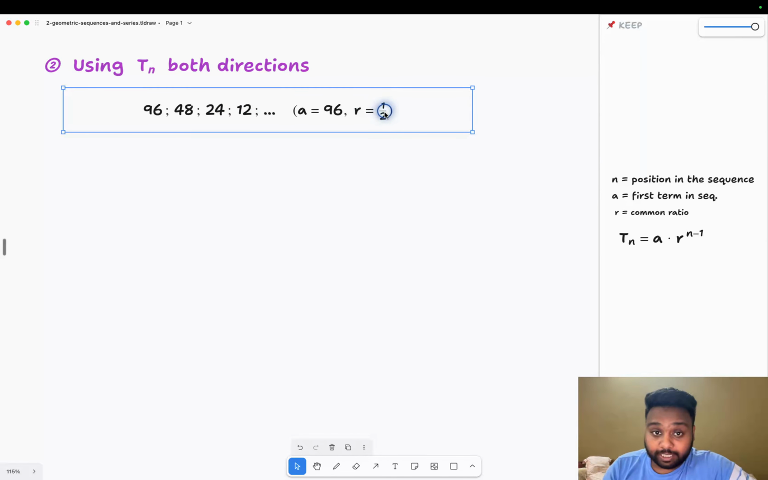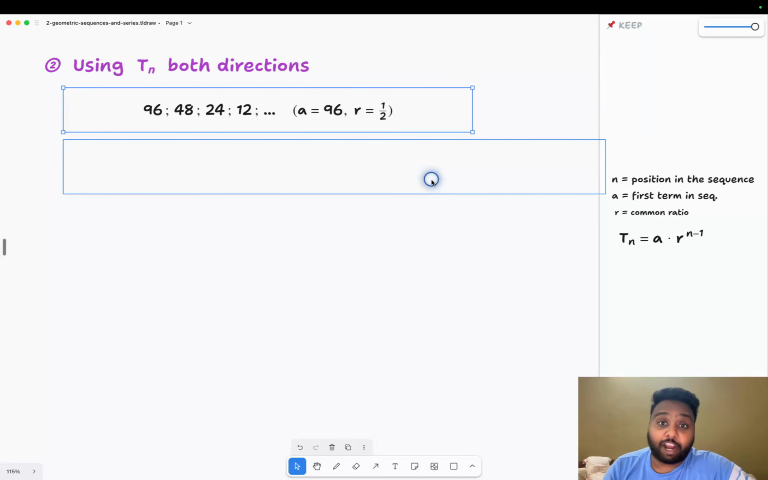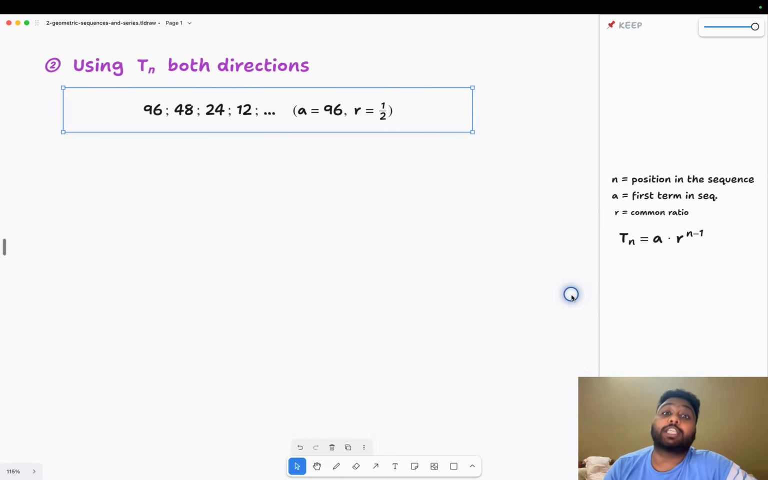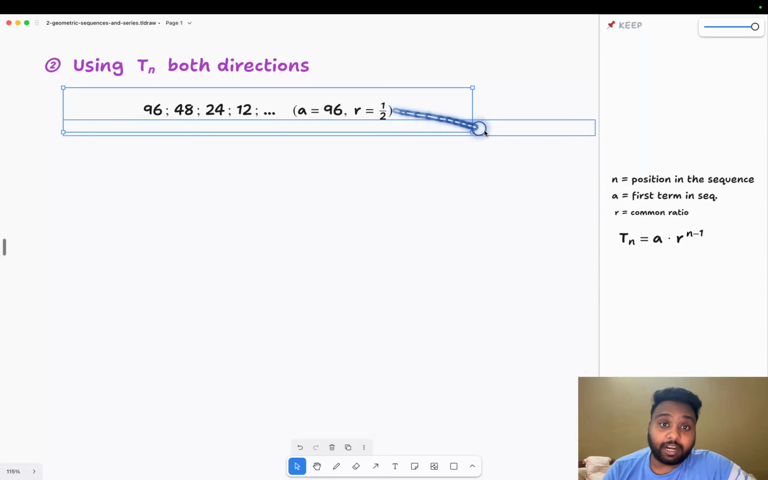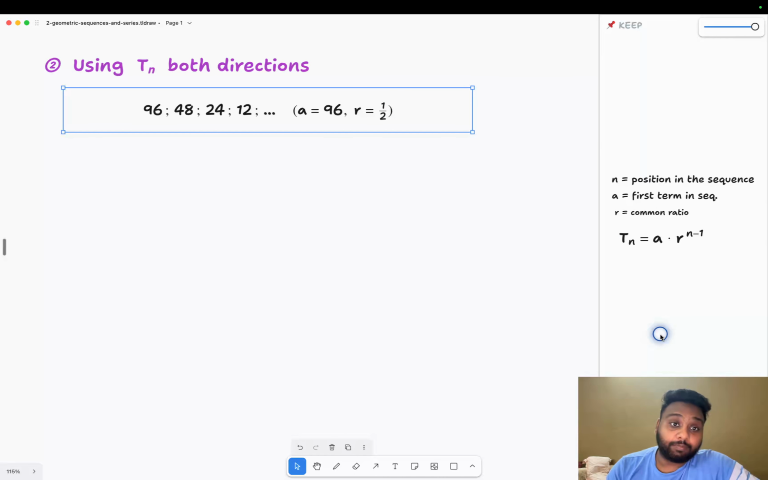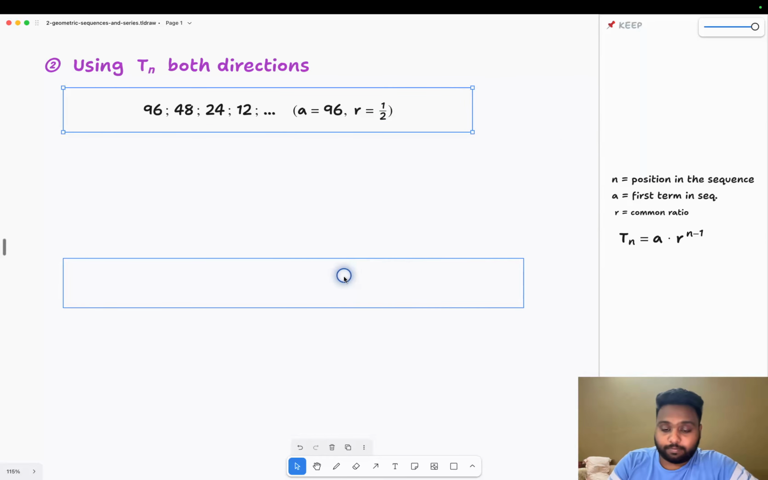And if you notice here, the common ratio is a fraction, which is a totally valid option. When our common ratio is a fraction smaller than 1, then our series keeps going down and down. What we are doing in this sequence or series is constantly taking each term and making it half and half and half. So this can go on.